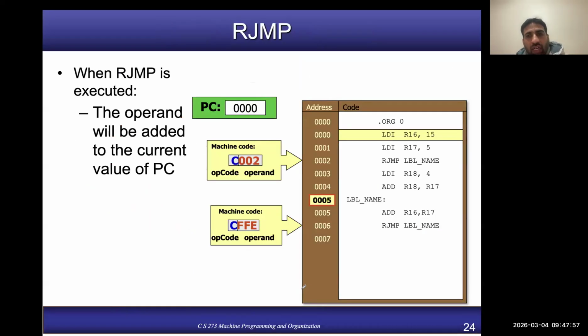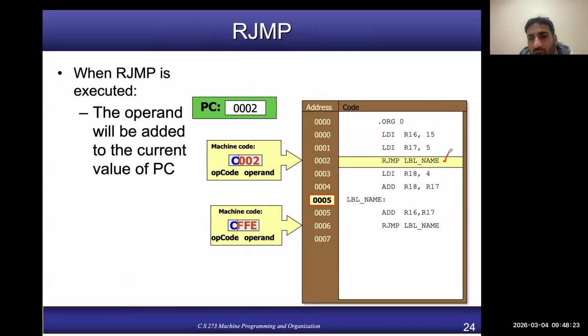Okay, now here we have an example simulation to see how PC is updated in case of our jump, right? So first we have the instruction, PC is equal to 0. So the first instruction is executed. Then after that PC is incremented to 1. So the next instruction in the sequence is executed. After that PC is incremented to 2. And now we are at the R jump instruction, right?